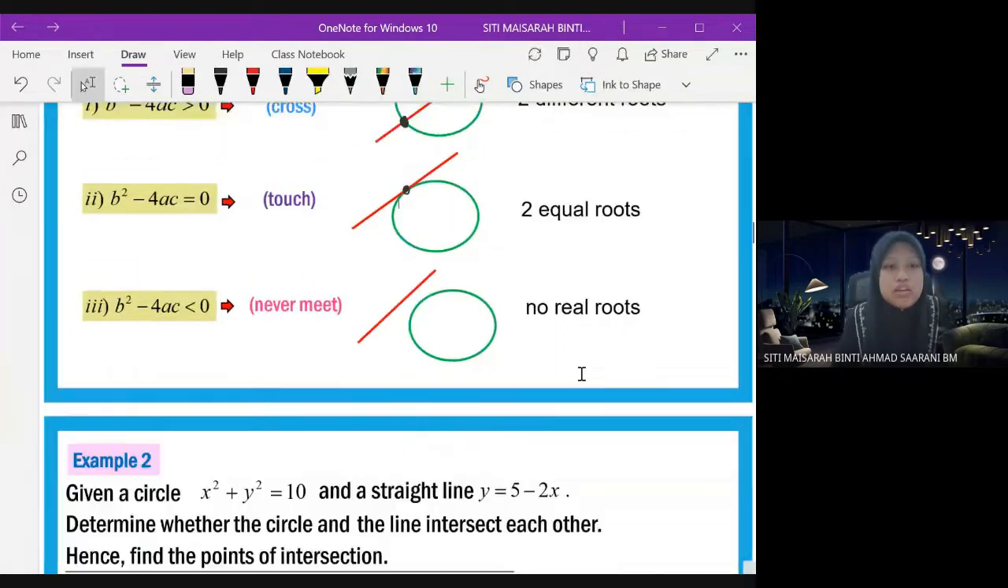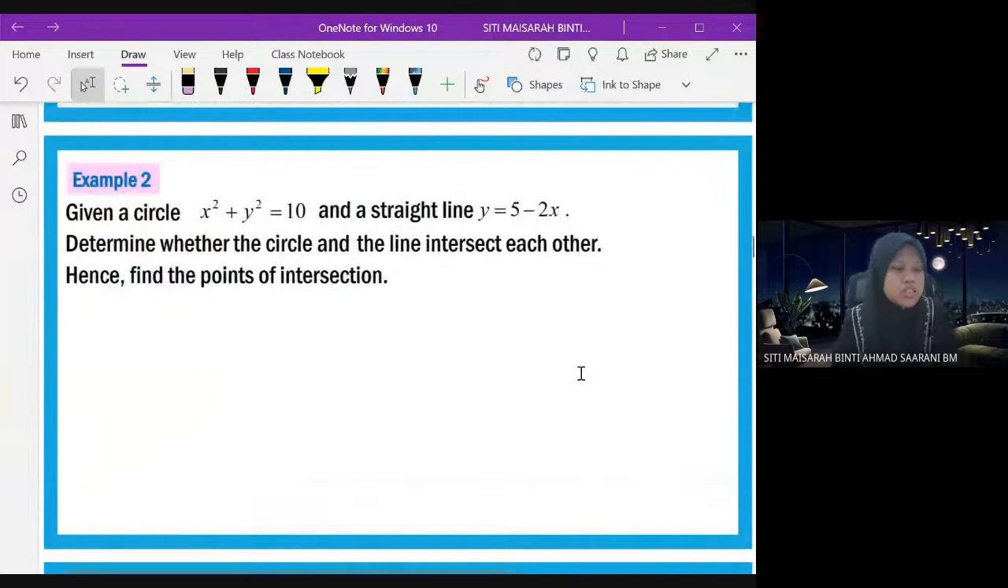So let's say kita tengok example 2. Given a circle x square plus y square equals to 10 and a straight line y equals to 5 minus 2x. So ada satu circle, ada satu straight line. Determine whether the circle and the line intersect each other. Dia suruh determine kat sini sama ada whether the circle and the line intersect each other. So konsep dia masih sama, kita guna b square minus 4ac. So kita tengoklah sama ada dia dapat more than 0, equals to 0 or less than 0. Hence, find the point of intersection.